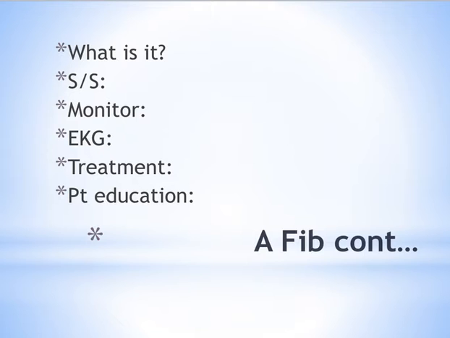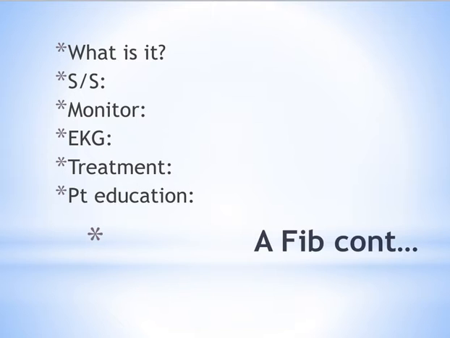The QRSs are going to be irregularly spaced apart. What is our treatment? The goal is to try and restore a regular heart rate and rhythm and prevent clotting. So if they're in atrial fibrillation for less than 72 hours, we will try to do a cardioversion. So we'll give them a sedative and we'll shock their heart, trying to get it reset.